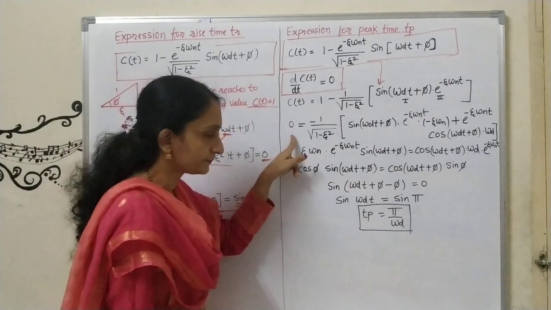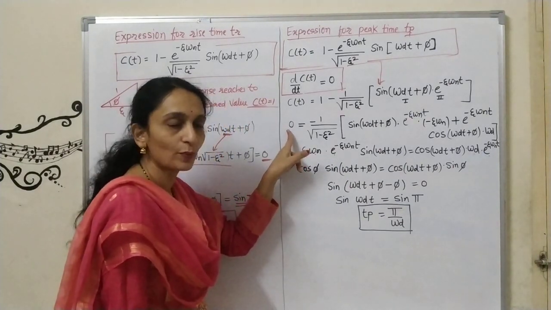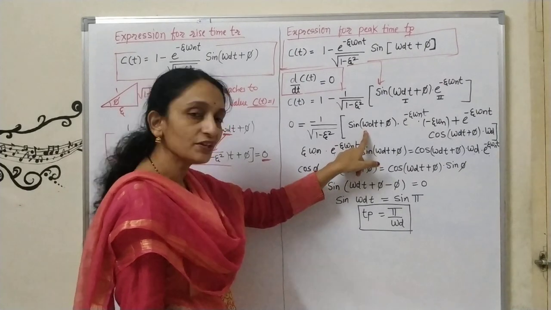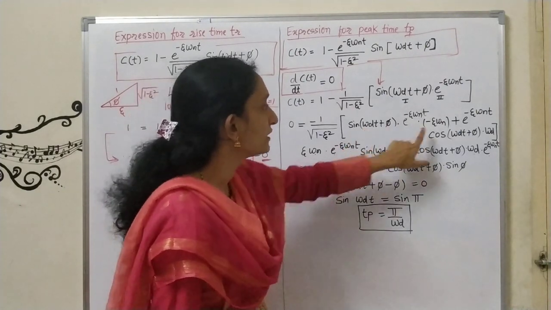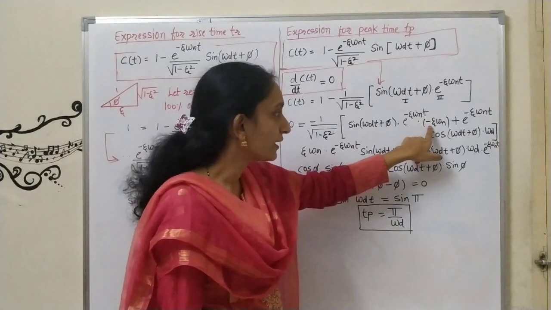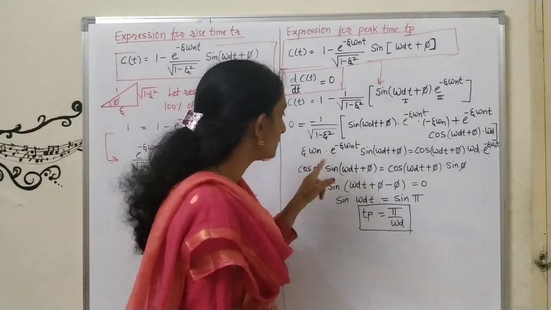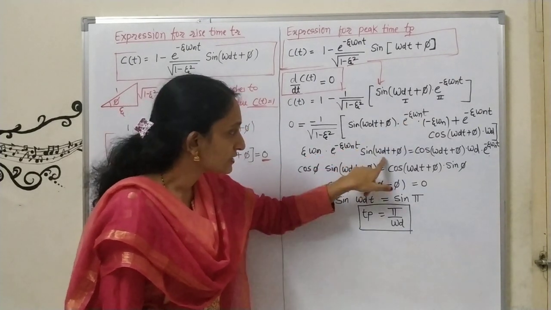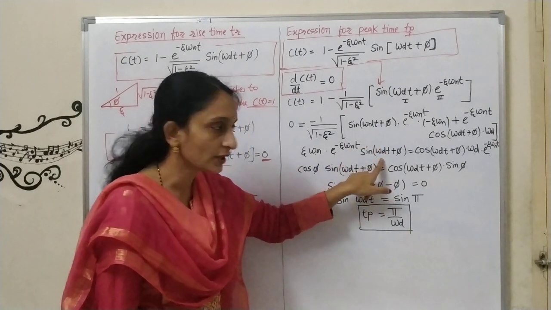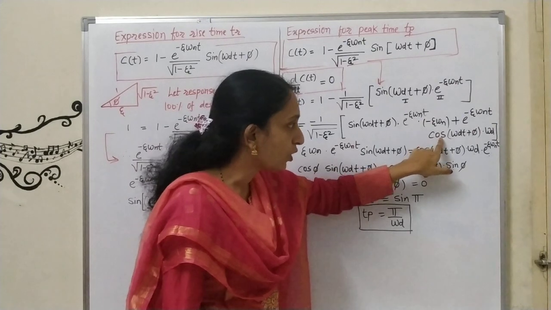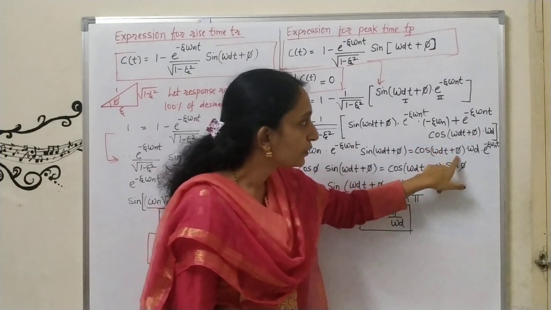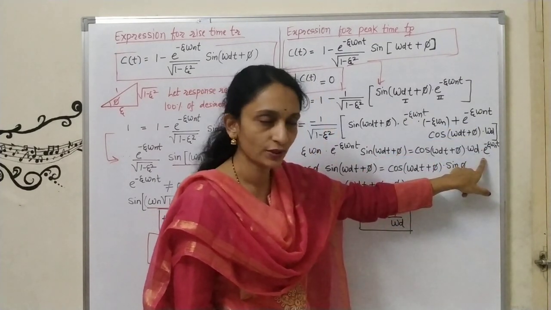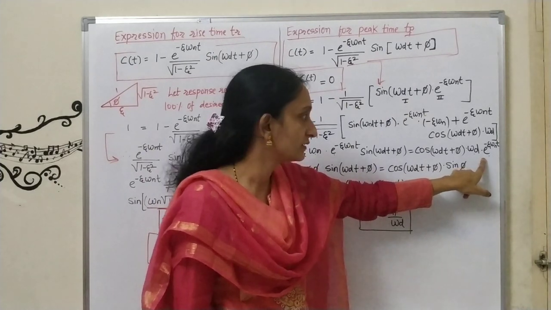Now look at this. I am equating this right hand side to 0, so this part will be definitely 0. I have rearranged this formula. Here there is a term minus zeta omega n, so I am taking this part on the left hand side. This part will be zeta omega n e to the power minus zeta omega n t, sin of omega d t plus phi as it is. This term will be on the right hand side, cos of omega d t plus phi, which is actually omega d e to the power minus zeta omega n t. So you can see that I have rearranged that step.